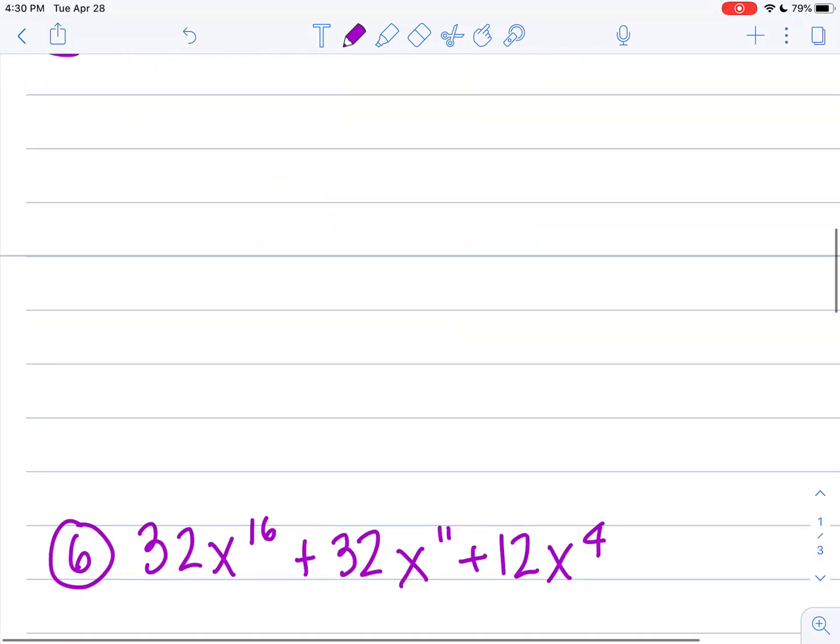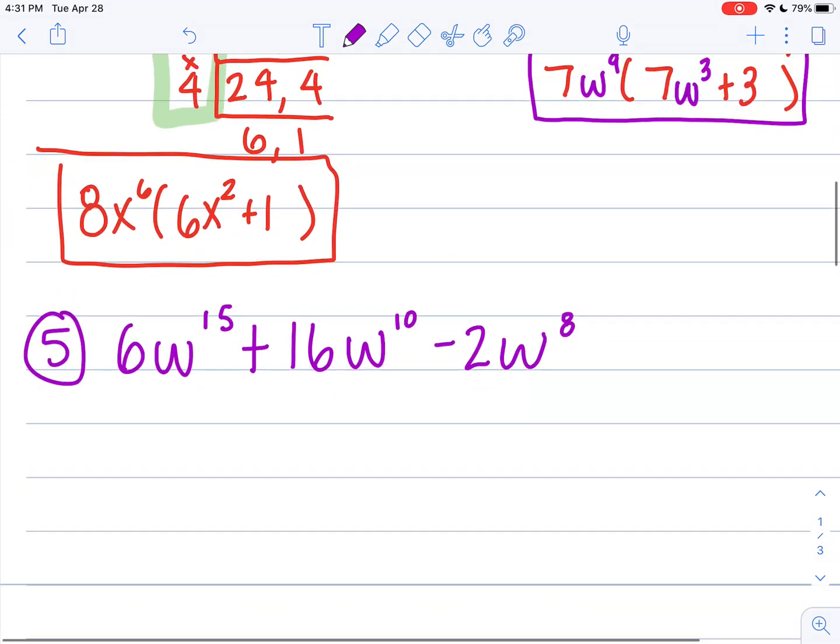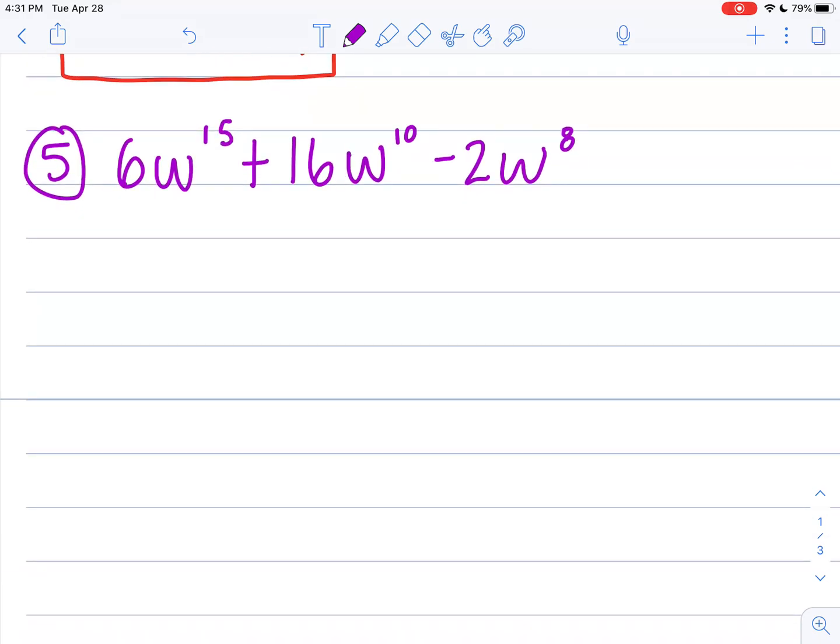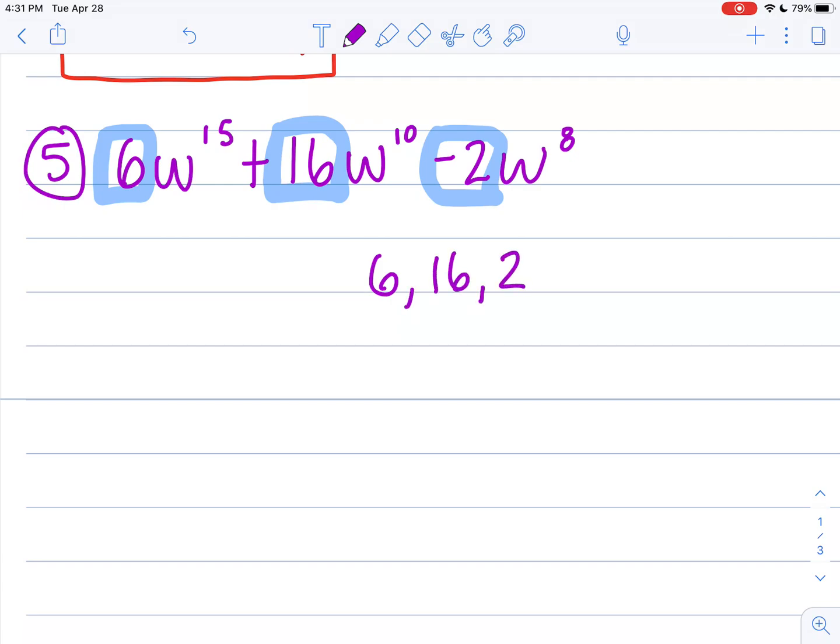Okay. Number, I think I did 6. Yeah, so number 5, we're almost done. Okay, so here we have a 6, a 16, and a negative 2. I'm not going to worry about the negative. I'm just going to put the 6, 16, and 2.